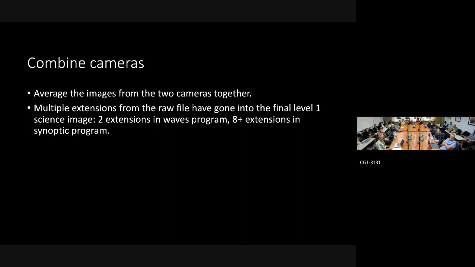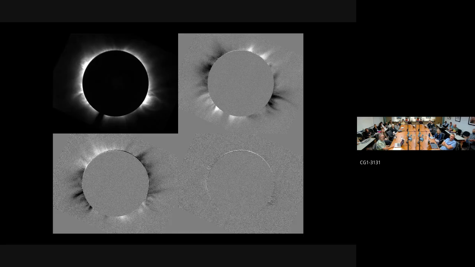For a synoptic program, you've already averaged four things together in the first step. Now you get double that: 8 extensions in the synoptic program are averaged together in this step, and it looks a lot better. That's the advantage of having this dual beam, where you can remove these things. When you combine the beams, you remove a lot of issues.